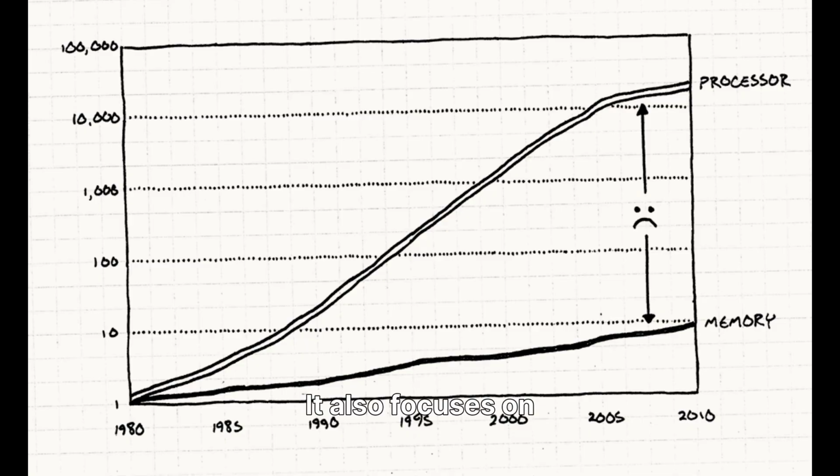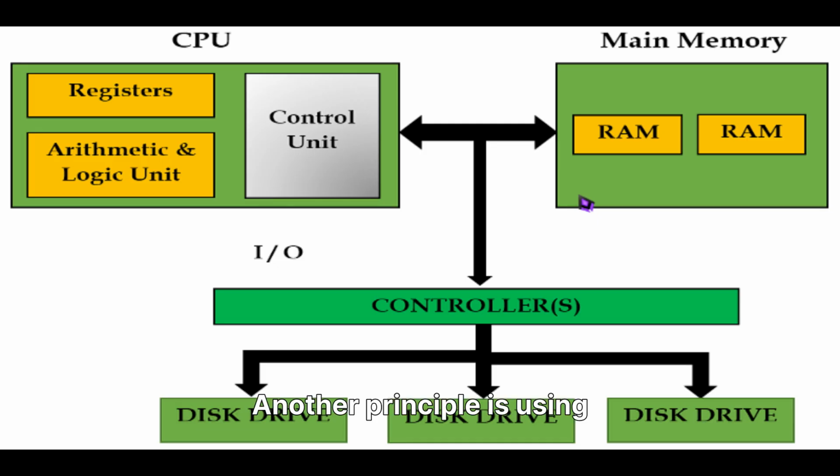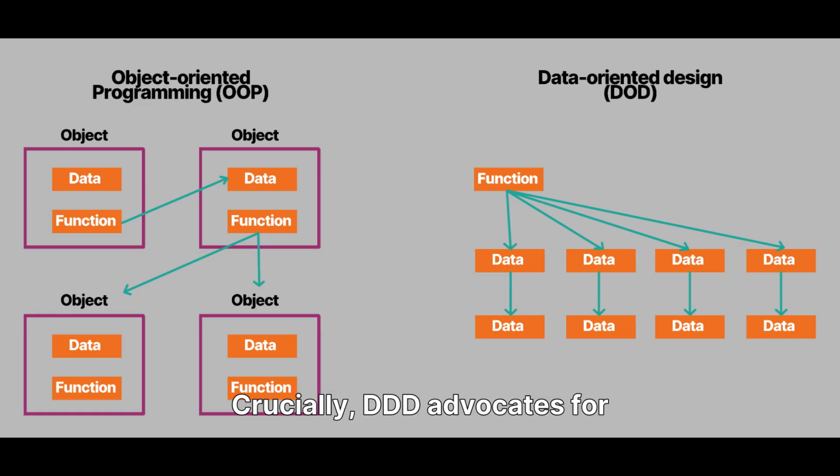It also focuses on efficient memory usage by structuring data for optimal CPU access. This means arranging data so the processor can retrieve and manipulate it with minimal overhead. Another principle is using blittable data types, which can be copied directly without complex processing of pointers or references. These types allow for fast and direct memory operations. Crucially, DDD advocates for separating data from logic, keeping your game engine generic and thin. This separation ensures your core engine remains adaptable and reusable.